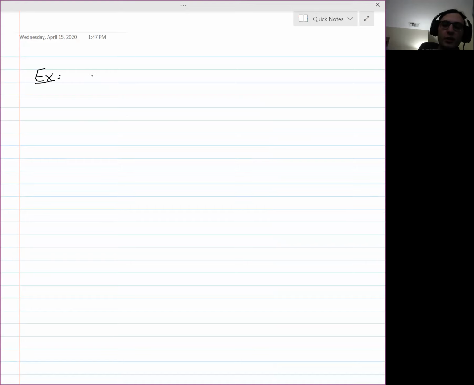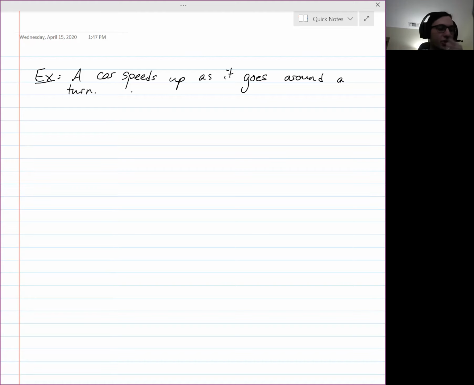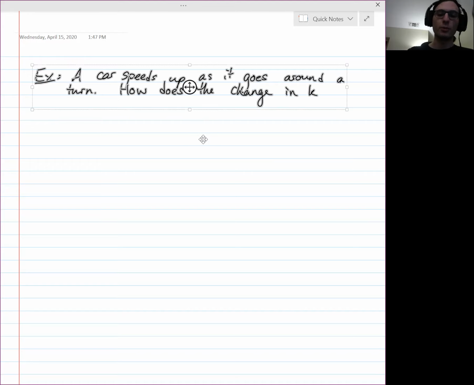So let's say a car speeds up as it goes around a turn. You might ask, how does the change in kinetic energy... I should back up one. I'll talk about this in a second, but I just want to go over one more thing.